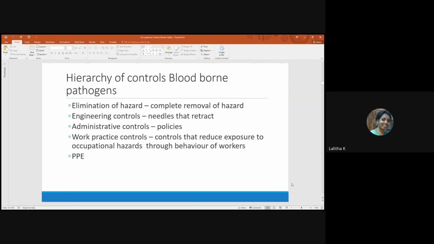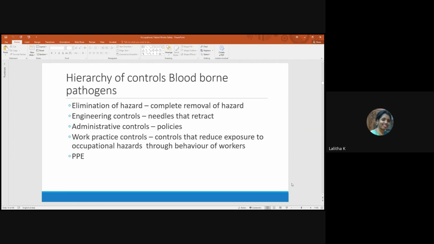Now, coming to the bloodborne pathogens, through blood is one of the ways we can get hazards, right? So, how do we go about removing this? One is elimination of hazard. Complete removal of the hazard is the best thing to happen. Next, reduce the injections given; it is very important. Wherever injections are not necessary, do not give them.